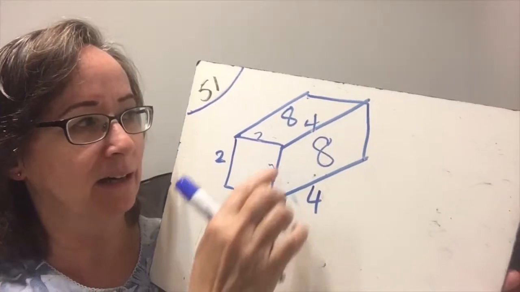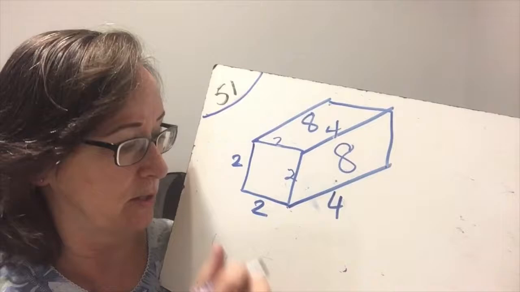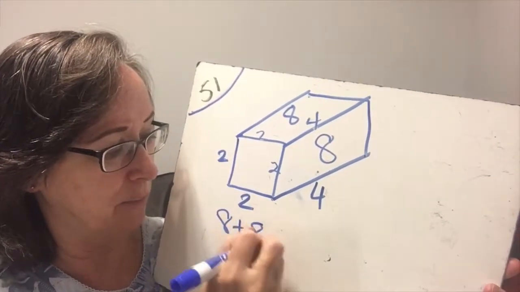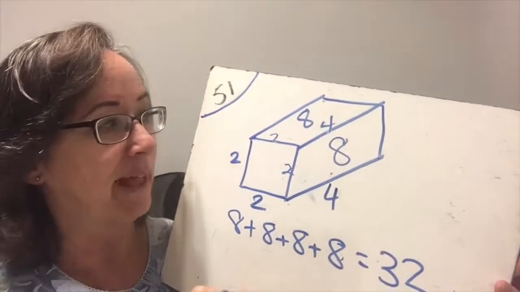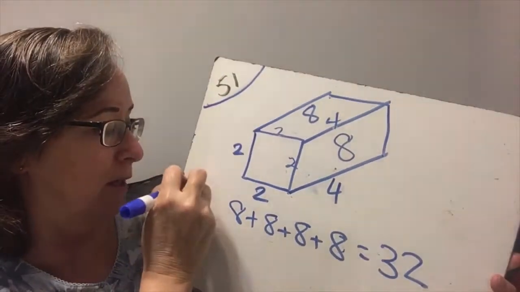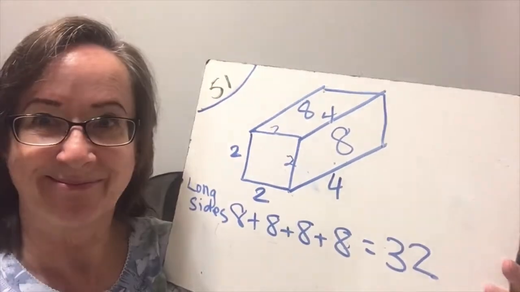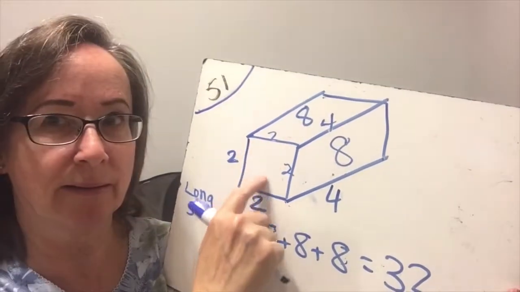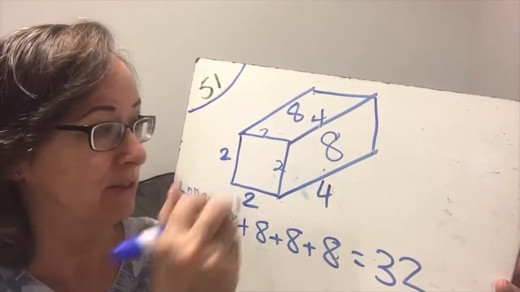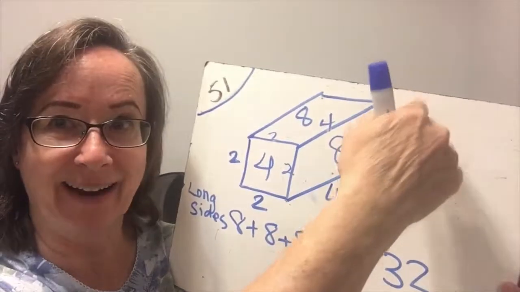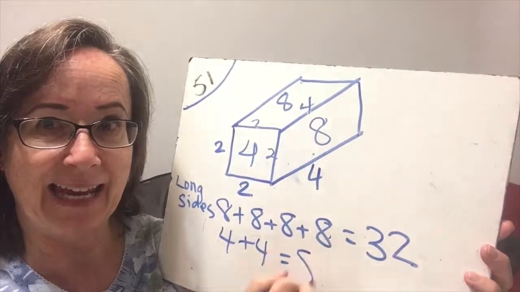So altogether, we have 1, 2, 3, 4 8s. So 8 plus 8 plus 8 plus 8 is 32. And that's going to be all of our long sides. Okay, so what about this one? It's just 4, right? 2 times 2 is 4. But isn't the back square also 4? So we have 4 plus 4 is 8.